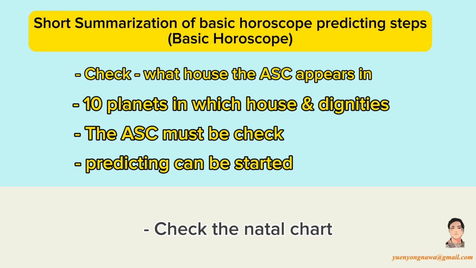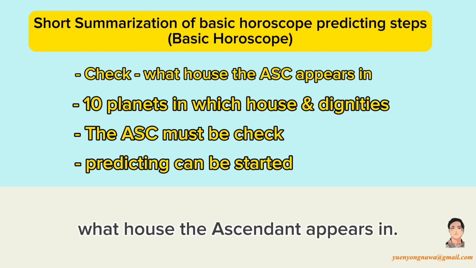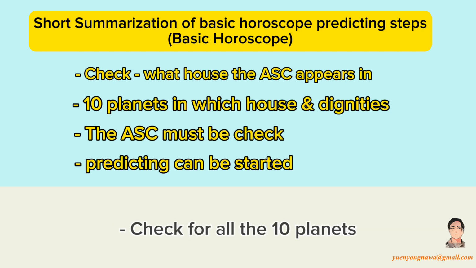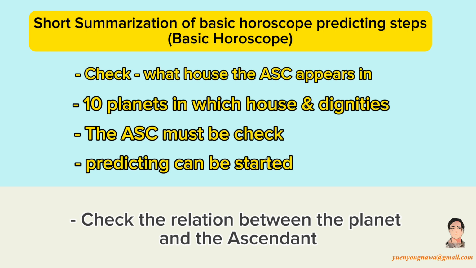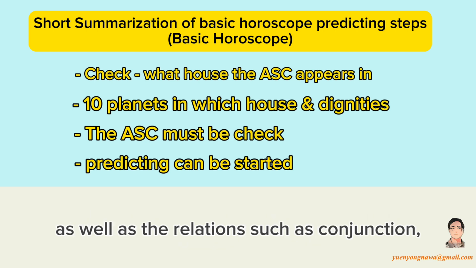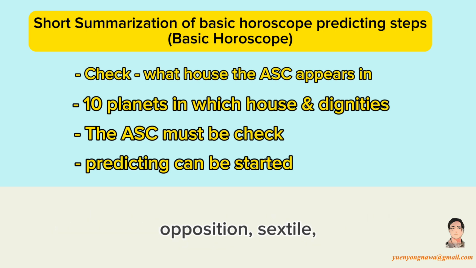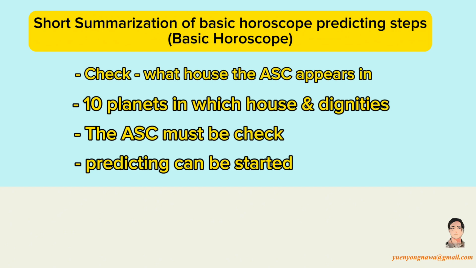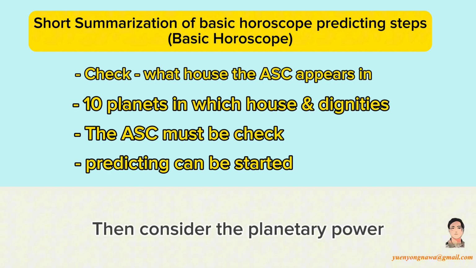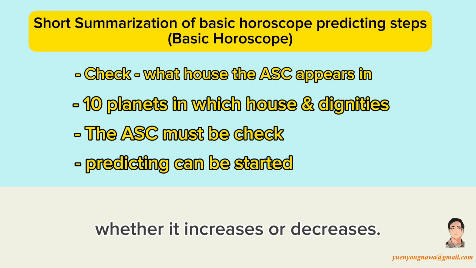Check the natal chart to see which house the ascendant appears in. Check all the 10 planets, which houses they appear in, as well as their dignities. Check the relation between the planets and the ascendant, as well as relations such as conjunction, opposition, sextile, trine, friendly pairs, elementary pairs, kindred pairs and enmity pairs between the planets. Then consider the planetary power, whether it increases or decreases.